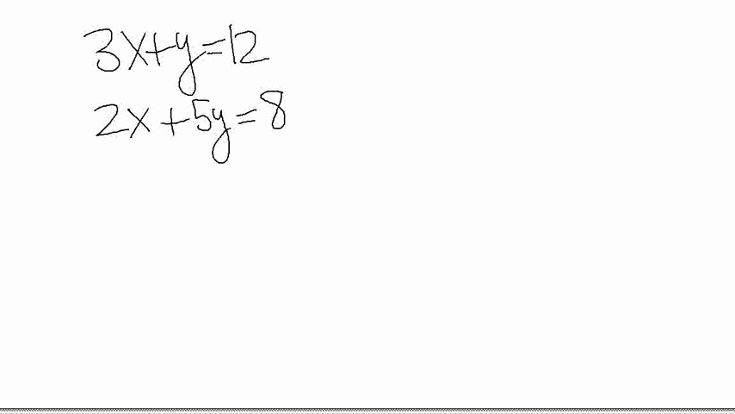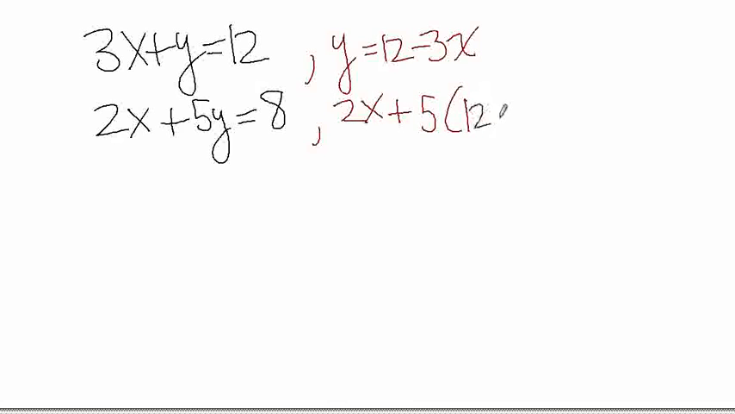All right, so I'll go ahead and do it as well. So we need to solve for either x or y in terms of the other variable. So in the first equation, let me subtract 3x from both sides. So I have y is equal to 12 minus 3x if I do that, right? Now I have an expression in x that I can substitute for y in the second equation. So the second equation can be rewritten 2x plus 5 times 12 minus 3x equals 8.